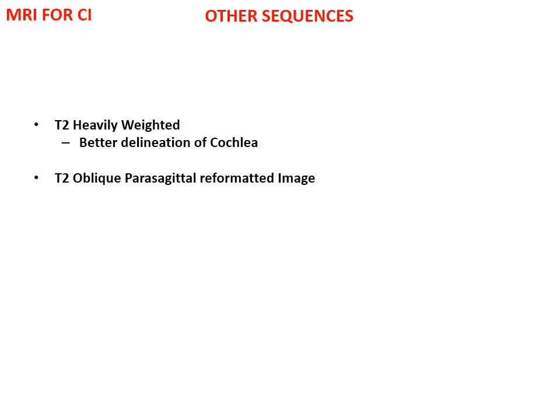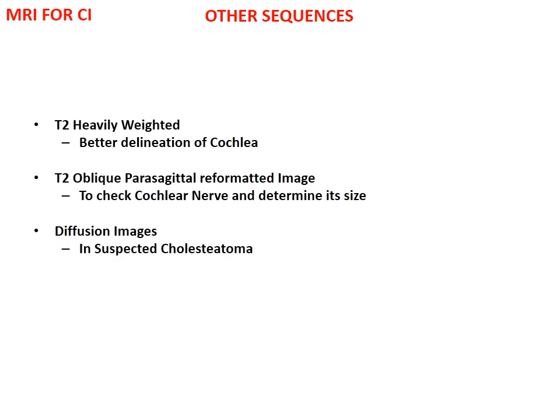If you want to know the size of the cochlear nerve, you request the T2 oblique parasagittal reformatted image. If you suspect a cholesteatoma, you are going to ask for diffusion image. For example, the patient had a cholesteatoma, you have removed it and you want to go for CI, you want to check that there is no residual, you have to request diffusion image.